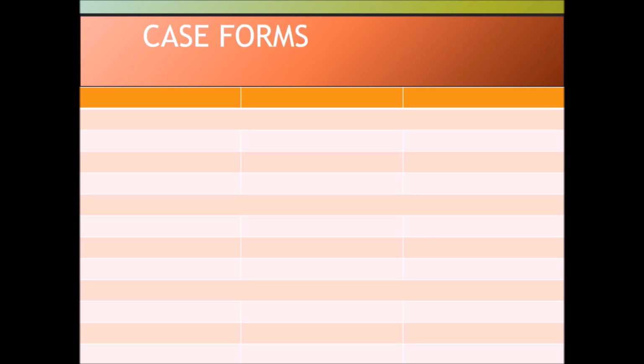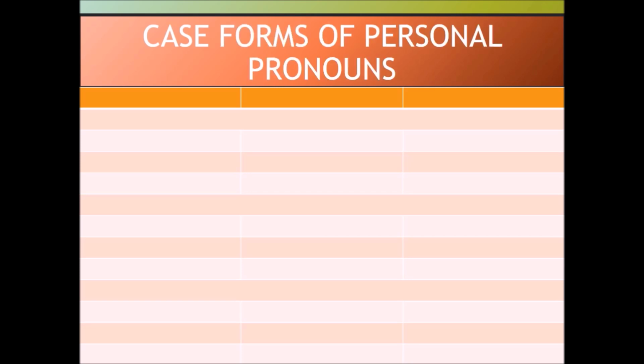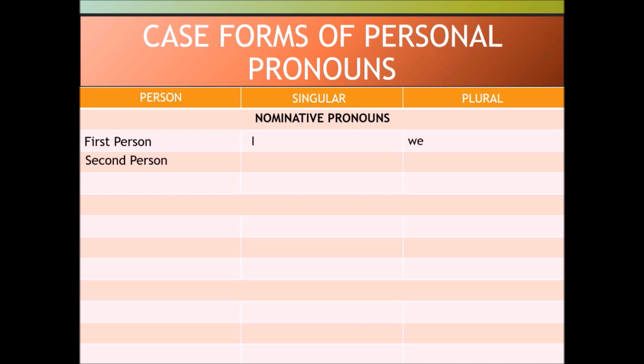Now we have the case forms of personal pronouns. Let's have three columns. The first is the person, the second one is singular, and then the third column is plural. Let's have the first group, nominative pronouns. So first person: I in singular, we in plural. Second person: in singular, you, the same in plural, you also. And third person, under singular we have he, she, it, and in plural we have they.